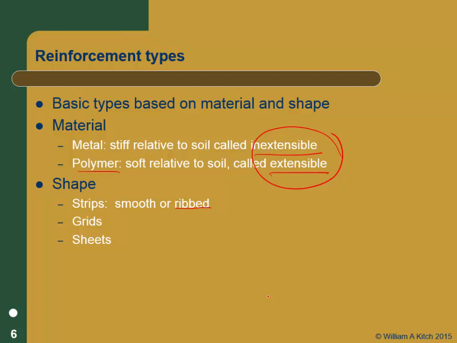But they're definitely less common than strips or grids. The grids come in both polymer and steel. The strips tend to mostly be steel, and the sheets are always polymers. It's not very common to have polymer strips that I can think of. And putting sheets of steel down is pretty expensive. We usually don't do that.